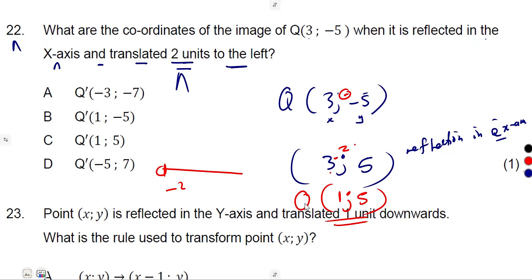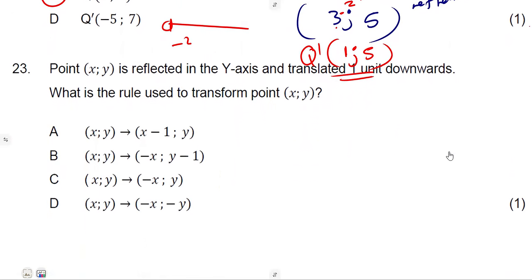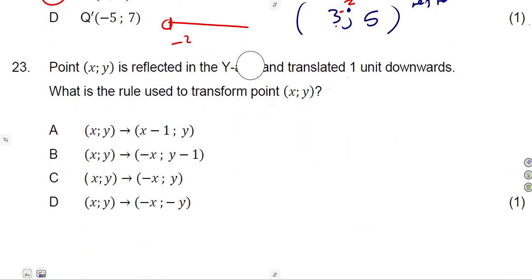So that's the image of Q. 1, 5, which is C. Guys, you know, transformation is one of the easiest topics. If we find time to talk about this topic, you will see, guys, it's just like a follow-around. You don't need a lot of things. You just follow around. It will be one thing throughout.